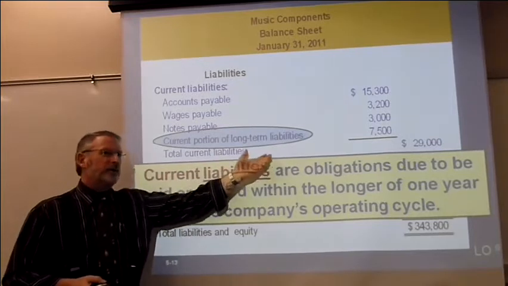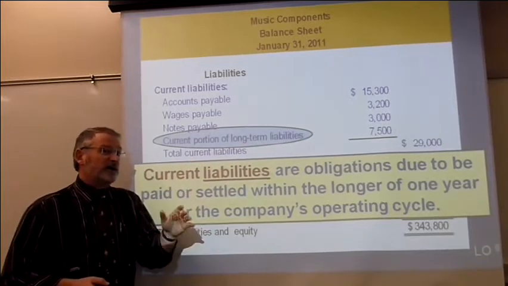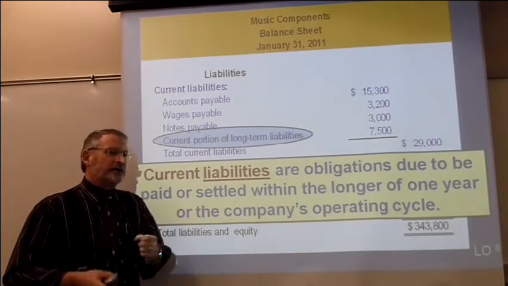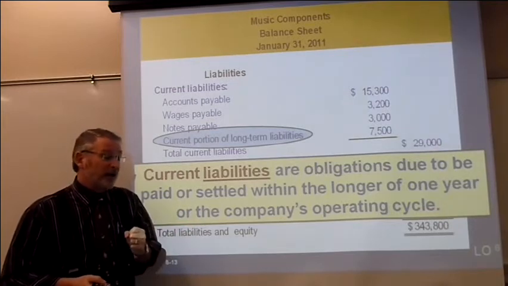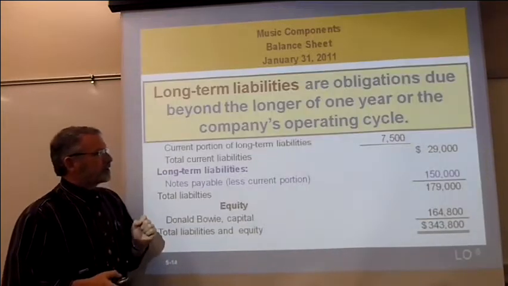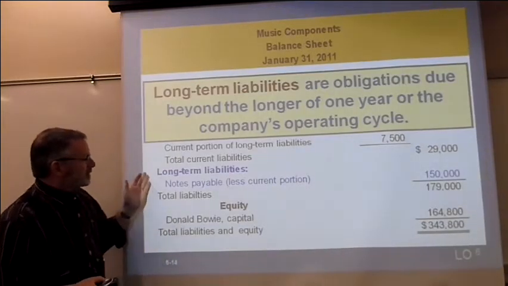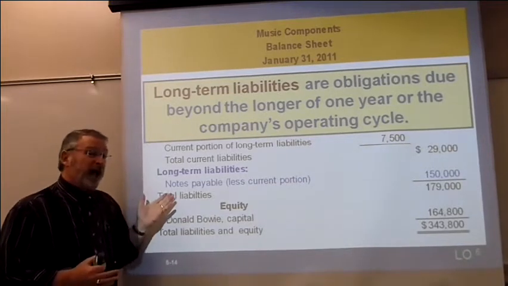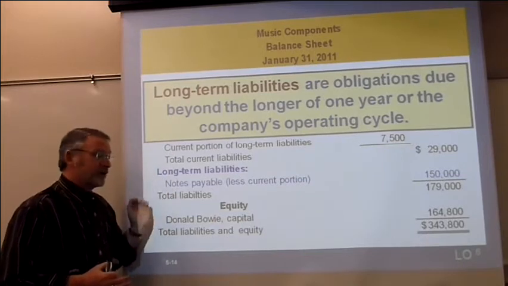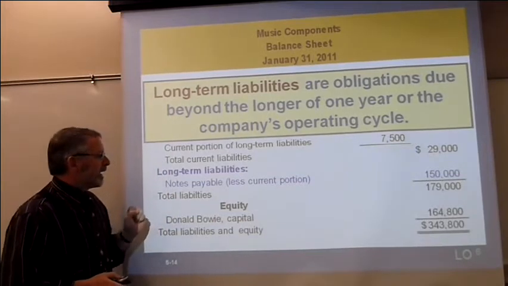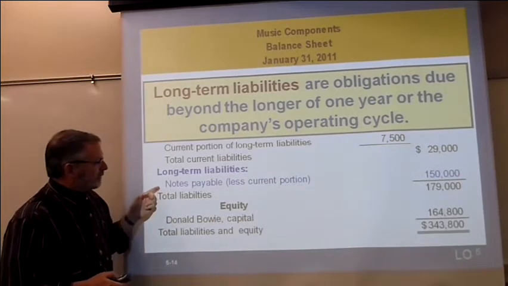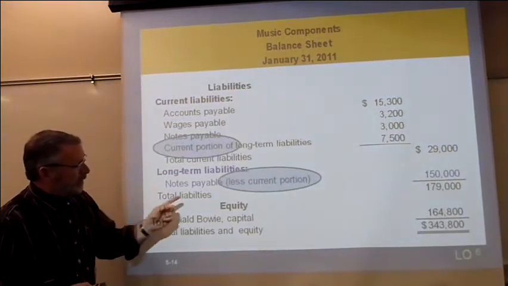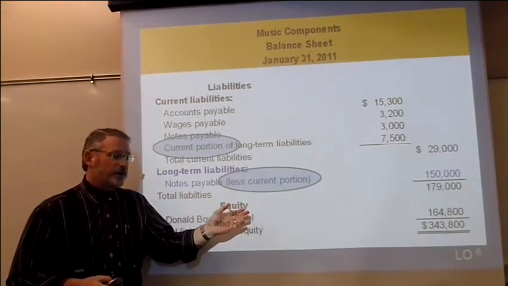Long-term liabilities we would expect to find in another section, not current. Long-term means we're going to be more than a year paying it off. So let's take a look at the next section, long-term liabilities. In the liabilities section, we only have two sections, current liabilities and long-term liabilities. And in the long-term liabilities, we have this thing called notes payable less the current portion.